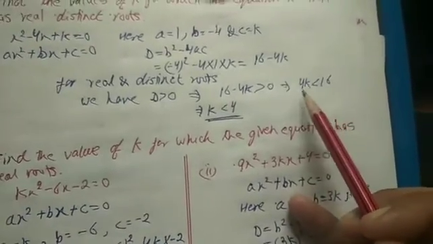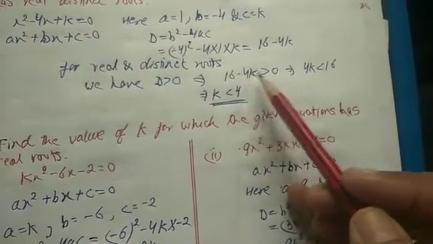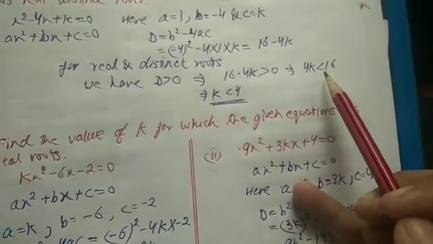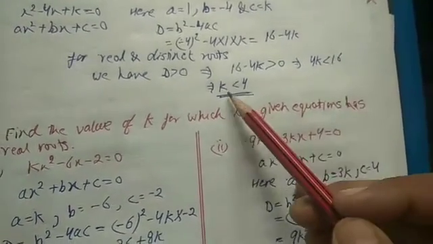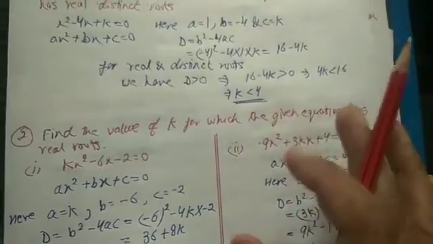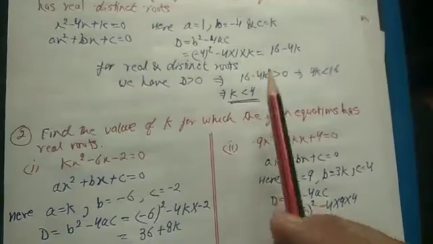So this can be written as 4k smaller than 16, because when we shift this and have to change the sign, we change the sign of greater to smaller, smaller to greater. So we have 4k is smaller than 16, so k is smaller than 4. If k is smaller than 4, then the given quadratic equation will have real and distinct roots.